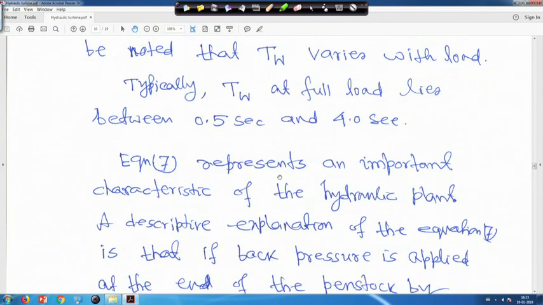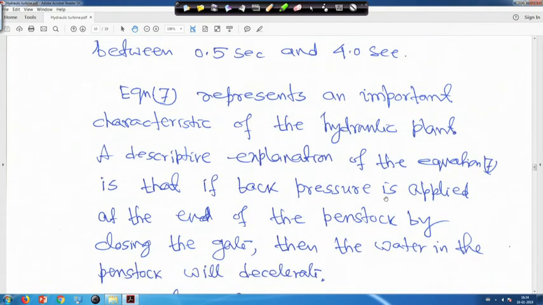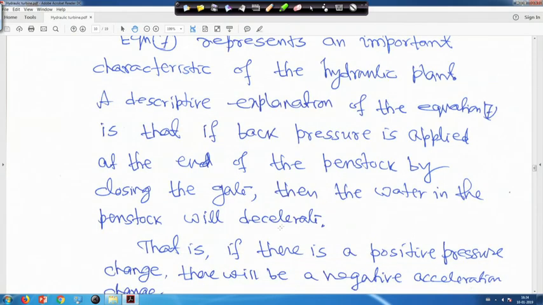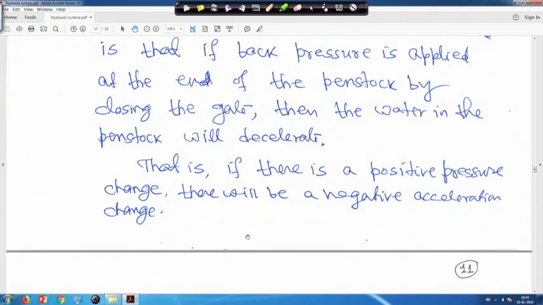Equation 7 represents an important characteristic of the hydraulic plant. A descriptive explanation of equation 7 is that if back pressure is applied at the end of the penstock by closing the gate, then the water in the penstock will decelerate. Thus, if there is a positive pressure change, there will be a negative acceleration change and vice versa.